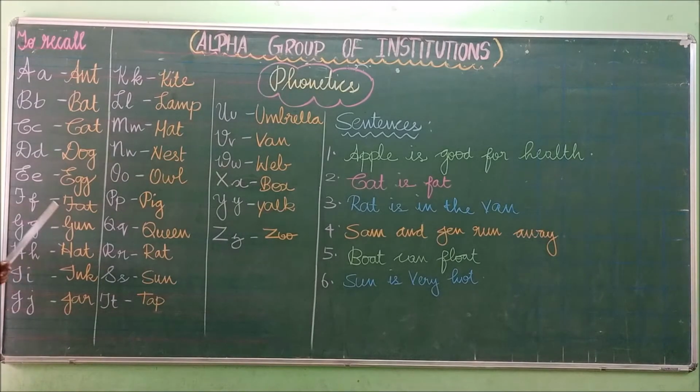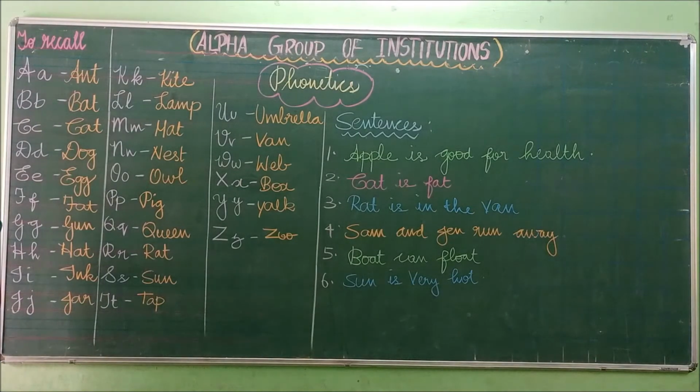The next one is G. This sounds as G. And the next one is H. The H sounds as H. And the next one is I. The letter I sounds as E. And the next one, J. The letter J sounds as J.